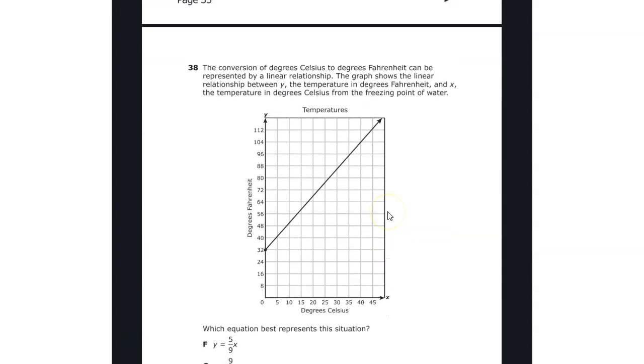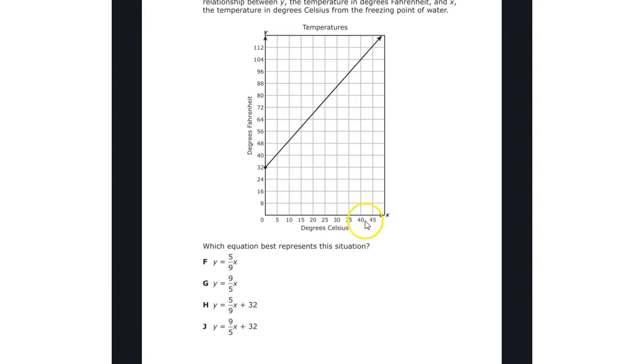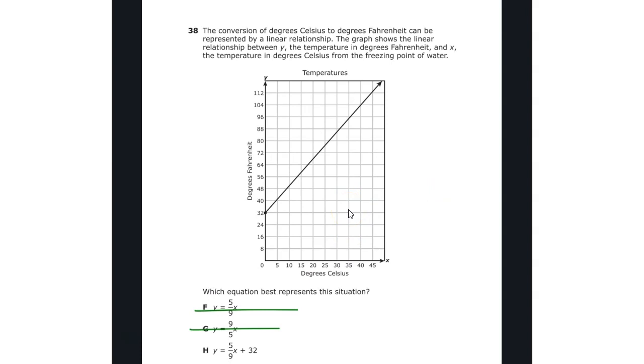Number 38. The conversion of degrees Celsius to degrees Fahrenheit can be represented by a linear relationship. The graph shows the linear relationship between y, the temperature in degrees Fahrenheit, and x, the temperature in degrees Celsius, from the freezing point of water. Which equation best represents this situation? So we have a y-intercept of 32. Now we are going to find the slope.